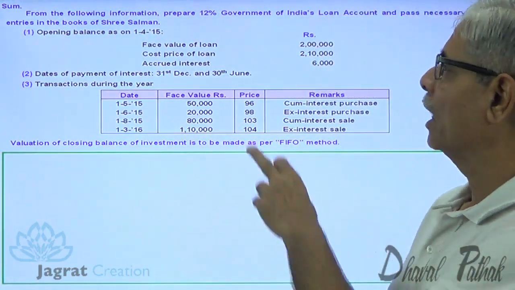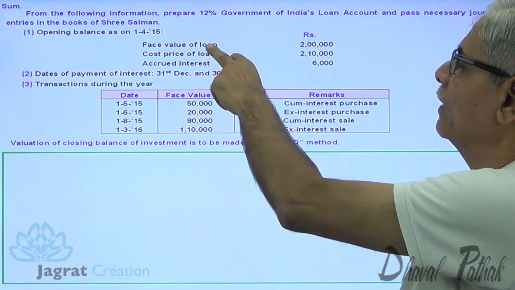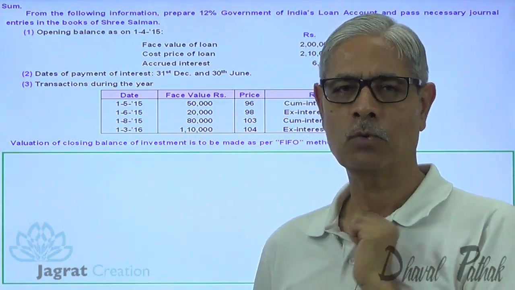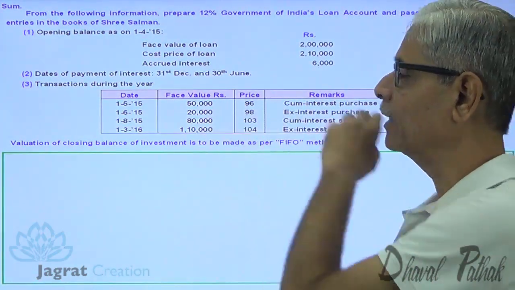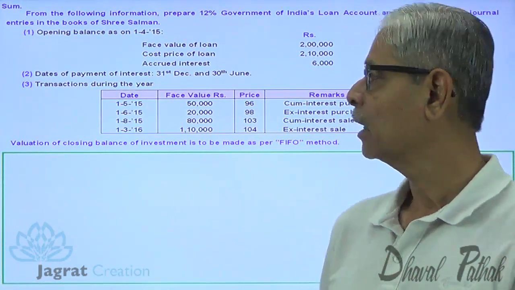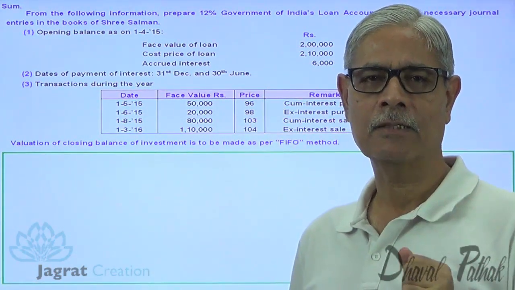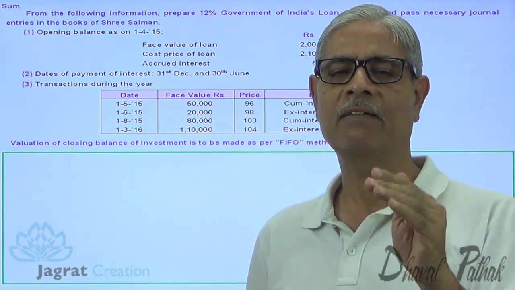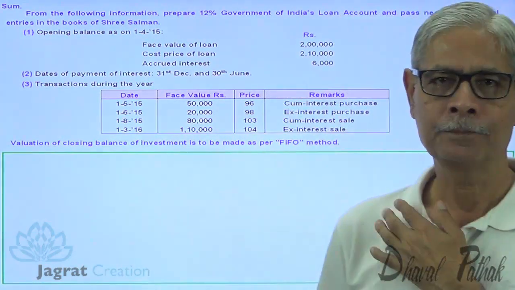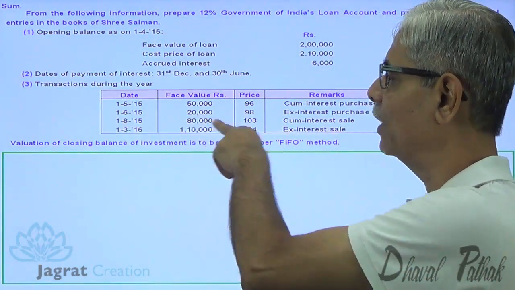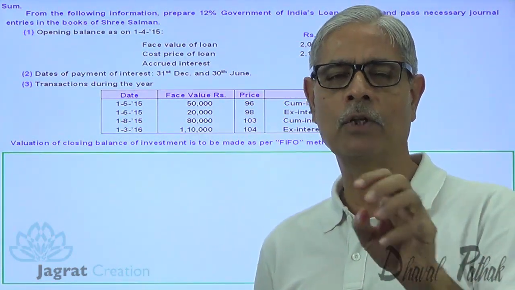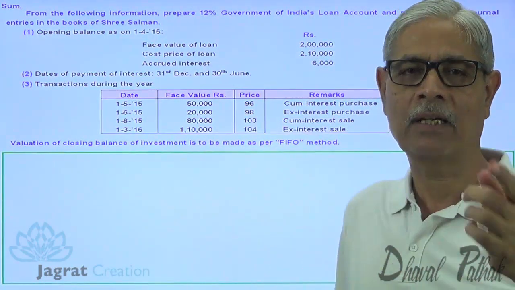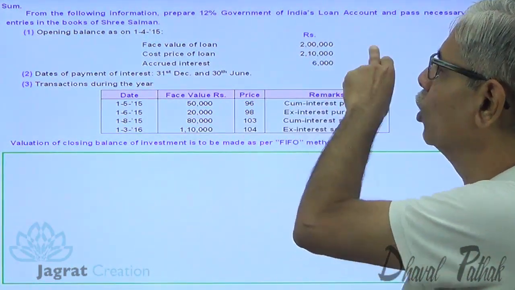Let me explain. I had an opening balance, face value of investment, 2 lakhs. Then 50,000 face value is purchased. Then 20,000 face value is purchased. So now I have investment of 2 lakhs plus 50,000 plus 20,000; 2,70,000 is the investment that I hold. Out of this 2,70,000, the first sale takes place: face value of 80,000 investments are sold. So this 80,000 sold will be considered as sales from the opening balance of 2 lakhs.